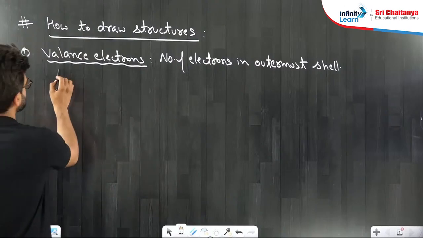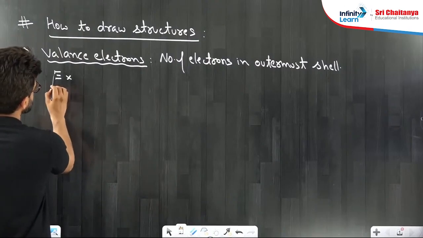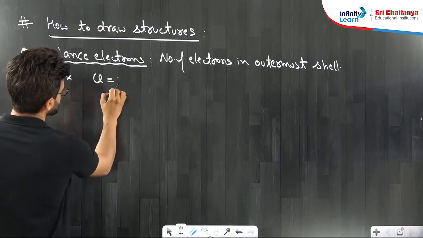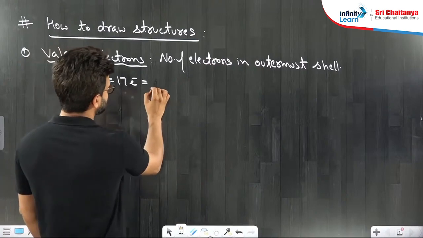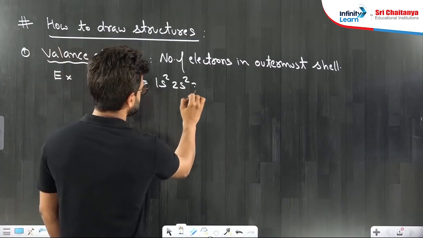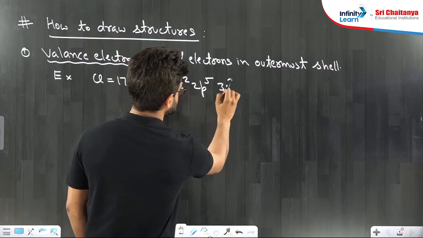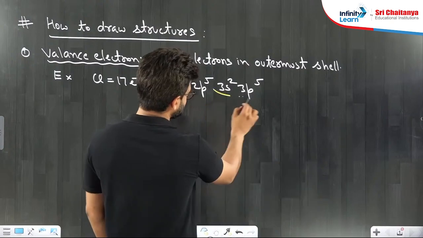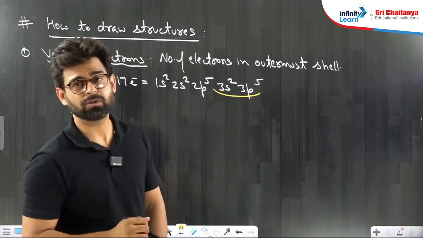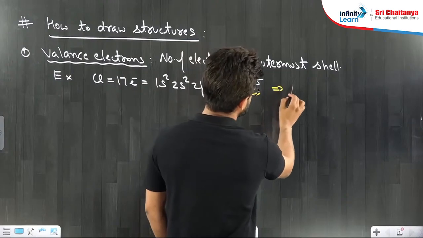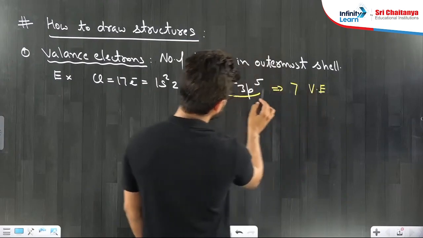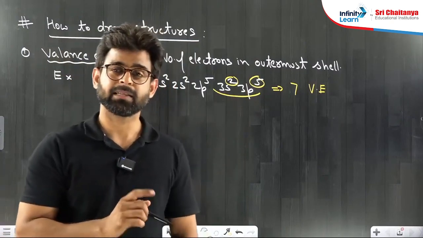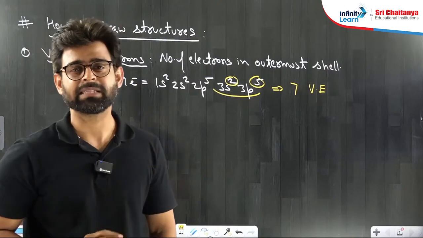I am giving one example here. Imagine I have chlorine. Chlorine has overall 17 electrons, and if you write the configuration, it is 1s2, 2s2, 2p6, then 3s2 and 3p5. So overall, the third shell is the outermost shell, and it has 7 valence electrons, because these 2 and these 5 are present in the outermost shell. Clear? The third shell is the outermost shell, and it has 7 valence electrons.